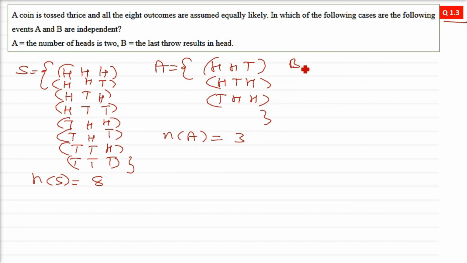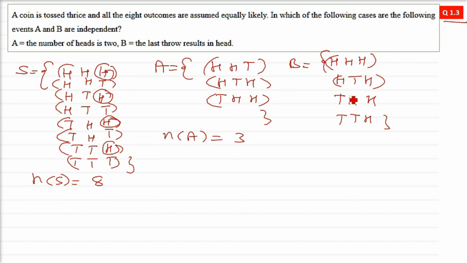Now coming to the B. The last row result in head. So this we have already done in the previous one I guess. Just take the head and fix H at the last and take all of them. HHH, HTH, THH and TTH. So these are the number of elements. So number of elements in B, if you count them, these are going to be 4.